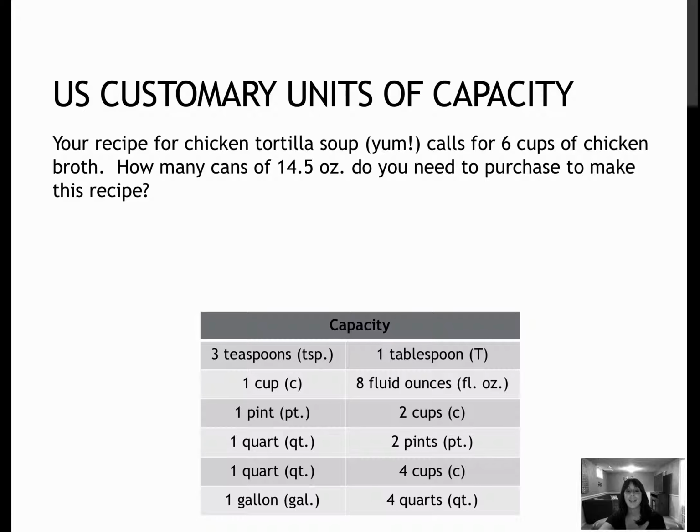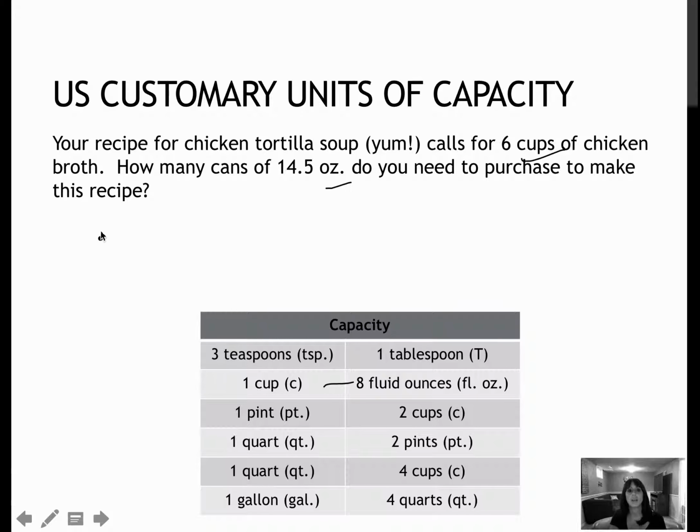Here's a question that has to do with cooking, not baking necessarily, but cooking. You have a recipe for chicken tortilla soup that calls for 6 cups of chicken broth. How many 14.5 ounce cans do you need to purchase to make this recipe? So we are looking at cups and we are looking at ounces. So where can we find anything to do with cups and ounces? Right here. So really what we need to do here is convert everything into the same thing.